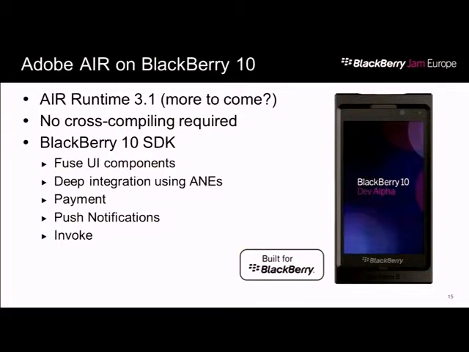So in the APIs for the BlackBerry 10 SDK, we have a lot of features like UI components. That is the native components. I will show you a demo later. And you have a deep integration with native extensions. We have some native extensions from BlackBerry that allow us to access device features. So we can integrate deeper with the device, like payment, like push notifications, or like invoke. We can make an invoke from AIR applications.